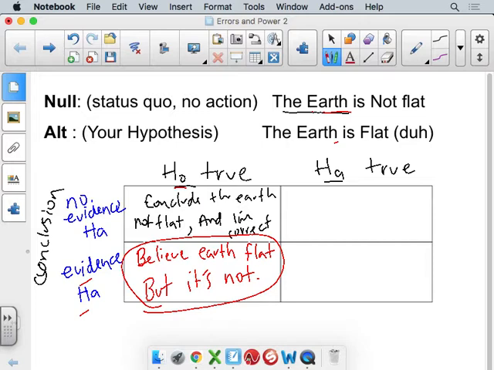So this right here, that's an error. You just made a mistake in your conclusion. So you decided that you had evidence for the alternative, but it was wrong. It was actually the earth is not flat. So this scenario, when you think you have evidence for the alternative, but the null was actually true, is called a type 1, and they do it with Roman numerals. So type 1 error. There's a type 1 and a type 2 error. So this is a type 1.